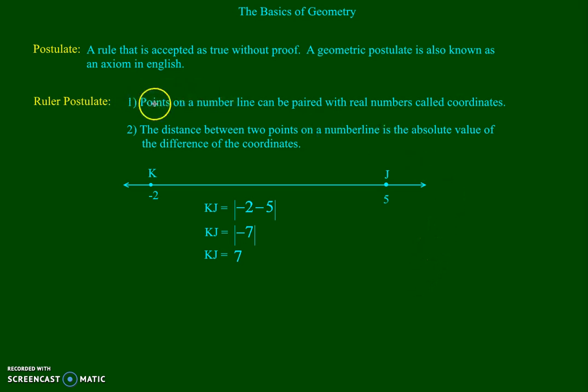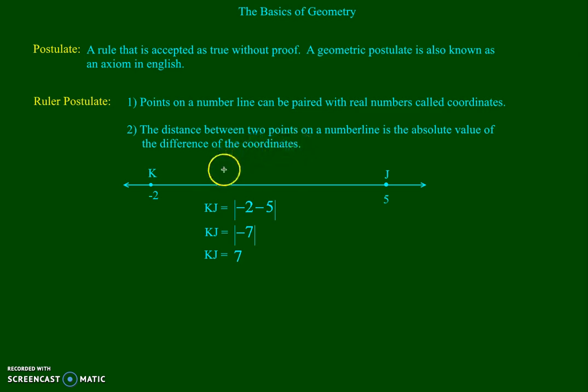The first part says that points on a number line can be paired with real numbers called coordinates. So here we have a number line. We have point K and point J, and we paired those with the numbers -2 and 5. The second part of the postulate says the distance between the 2 points on a number line is the absolute value of the difference of the coordinates.